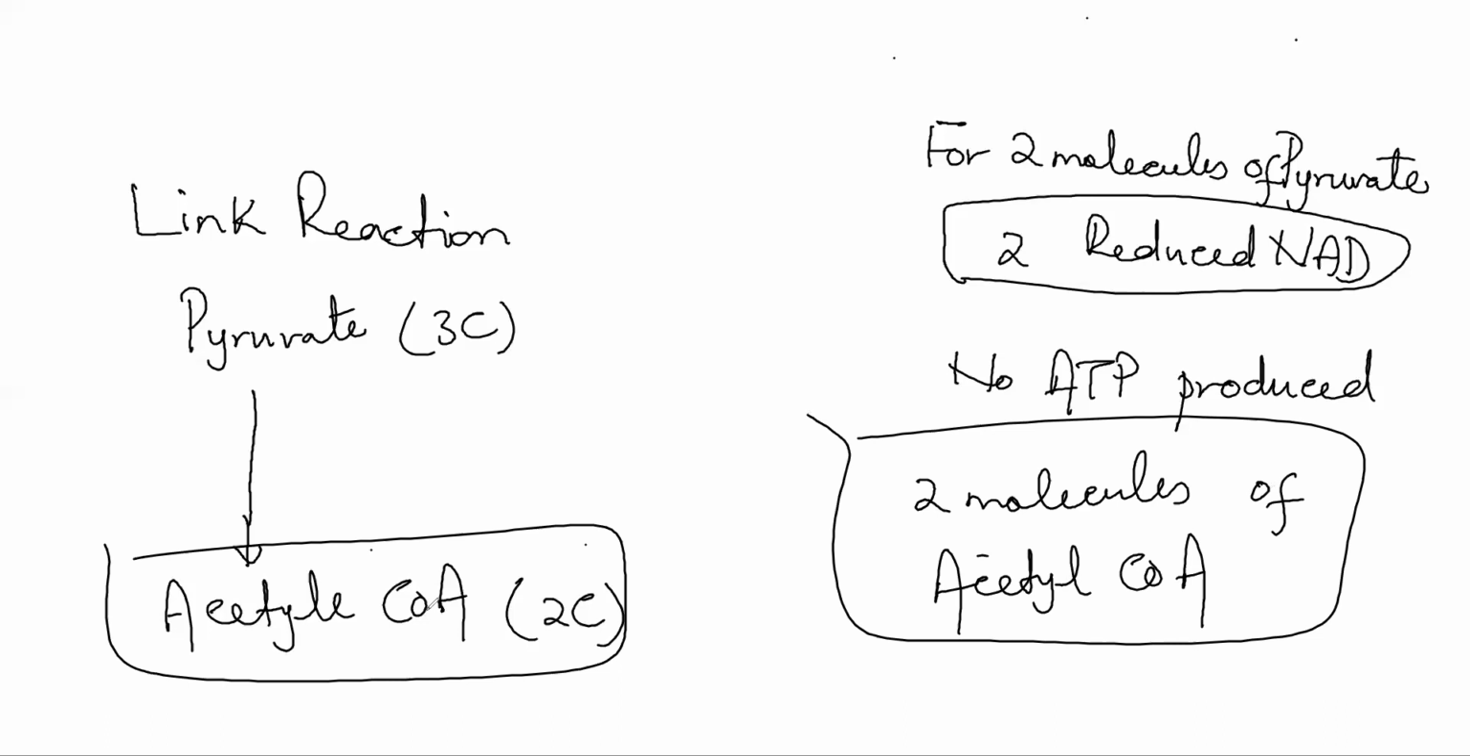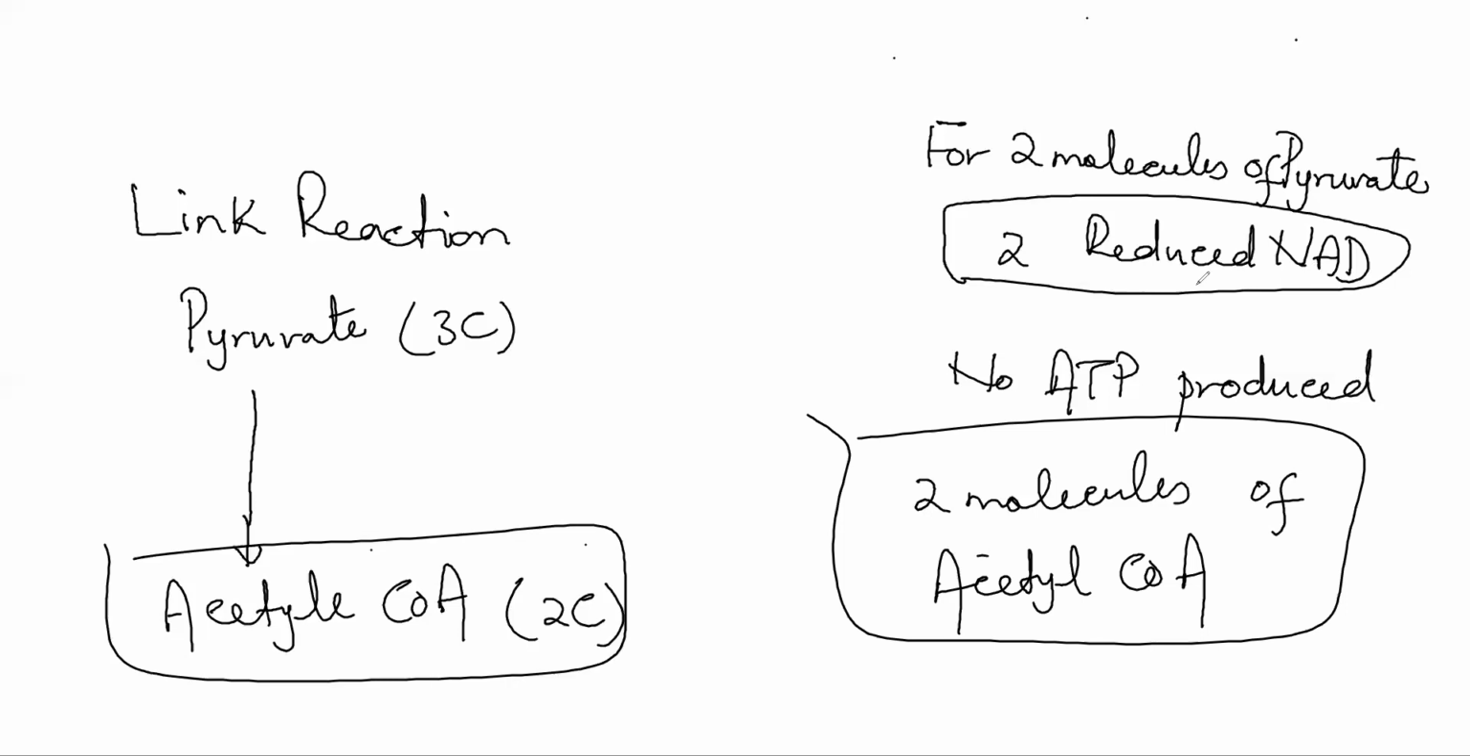Once again, acetyl coenzyme A is going to enter into the next step of respiration, that is the Krebs cycle. And the same happens to reduced NAD, which happened in glycolysis as well. The two reduced NAD molecules which are produced have no concern with the Krebs cycle. They are going to enter ultimately into the final stage of respiration, which is oxidative phosphorylation.